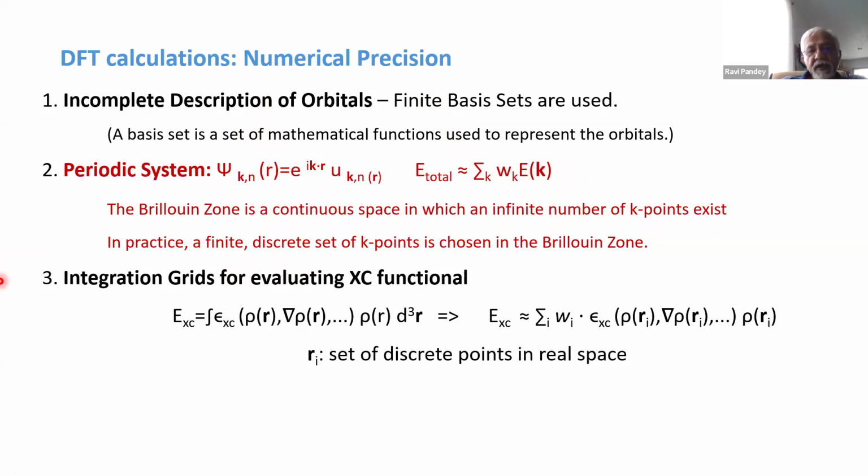And finally, when we evaluate the exchange correlation functional form, you can see the weight factor Wi and a set of Ri, which are discrete points in real space, but one should be using a continuous space. But that's fine. One needs to use these approximations to calculate the total energy of the system.